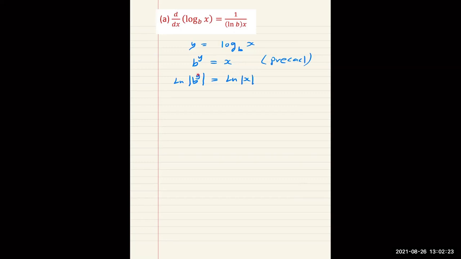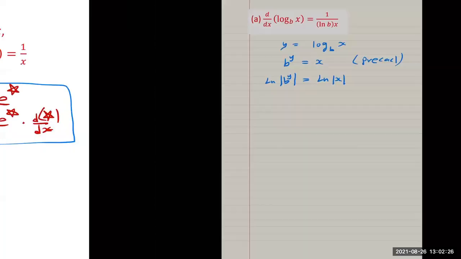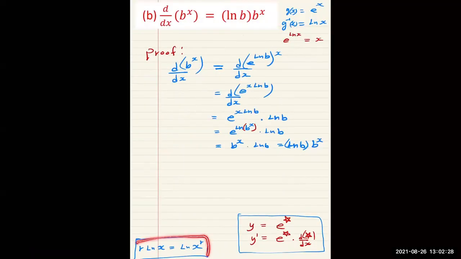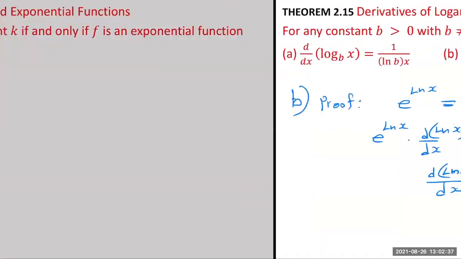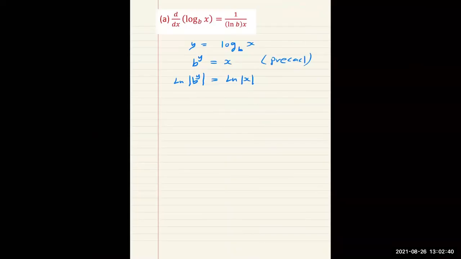Now, what I'm going to do is, I'm going to pull this power to the front. That is one of the logarithmic rules that I showed you earlier. In this formula, if you have r ln x, that is equal to ln x to the power r. So you can pull this r to the front. If I do that here, this is what you get. y times ln b, but you don't have to put the absolute value because I'm assuming that my b is positive. So y times ln b is equal to ln absolute value of x.